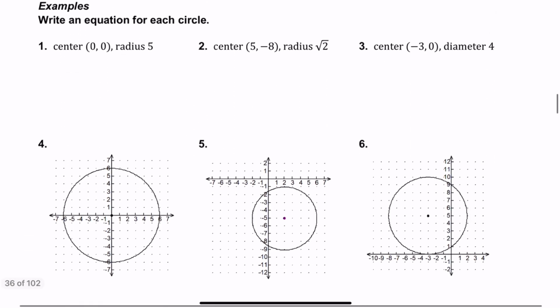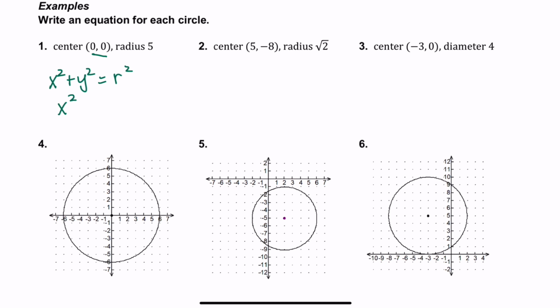So let's start with center (0, 0) and radius of 5. I always want to take my x and my y. Since the circle is centered at (0, 0), I'm going to have x squared plus y squared equals my radius squared, which is 5 squared, which equals 25. So this would be the equation of a circle centered at (0, 0) with a radius of 5.